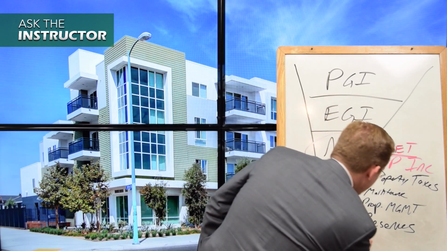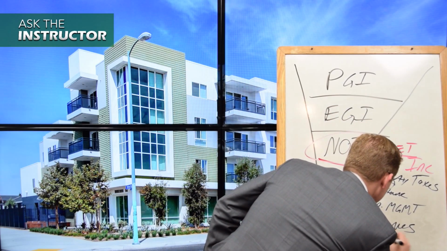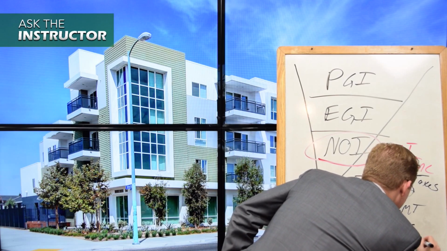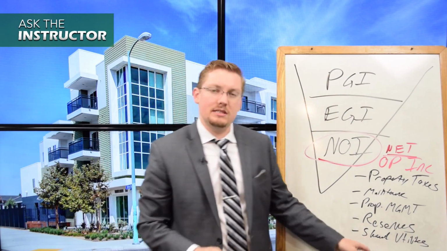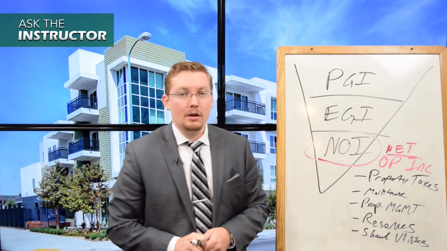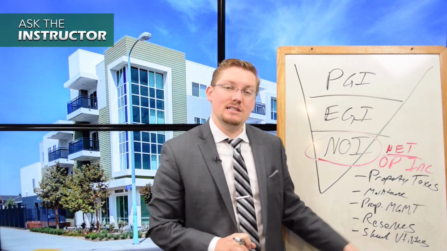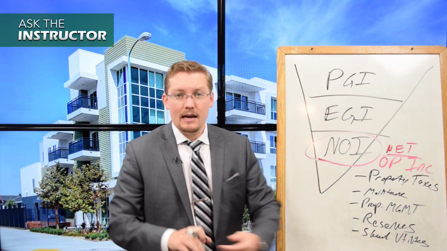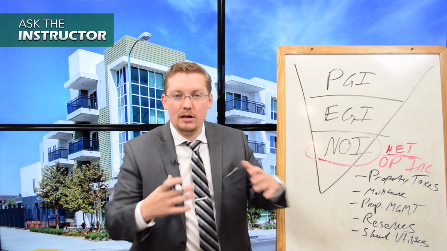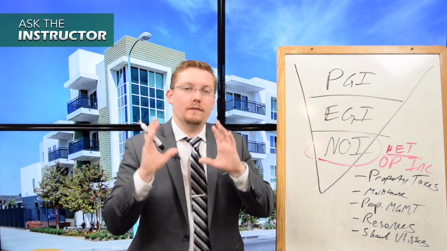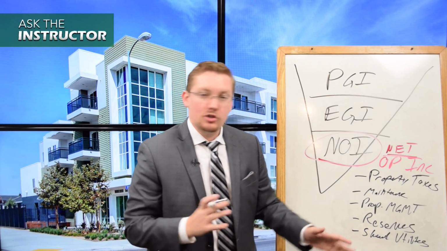There could be shared utilities. Shared utilities are a big one. Now, if you're dealing with smaller properties, you probably won't see shared utilities quite as much. But when you start looking at larger properties, you're going to see more shared utilities. These are going to be your lights in the hallways, the things that aren't part of a tenant's particular unit. When you have lights in a hallway, those are going to be shared utilities.